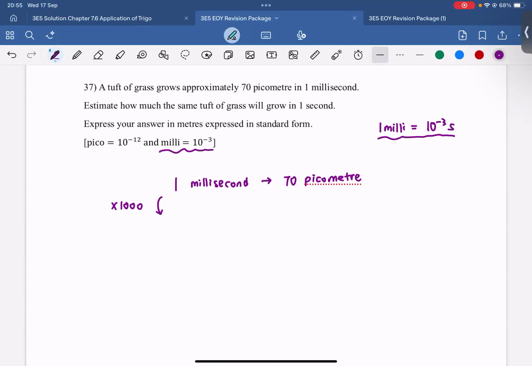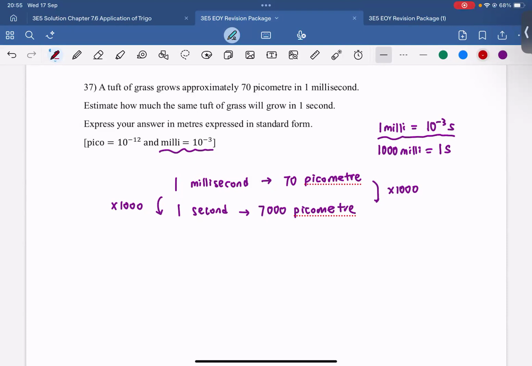Okay, so you times 1000, this will become 1 second. So we times 1000, this will become 1 second. When you times 1000 on this side, you need to times 1000 on the other side also. So this will give me 7000 picometers. So can I write the answer as 7000 picometers?